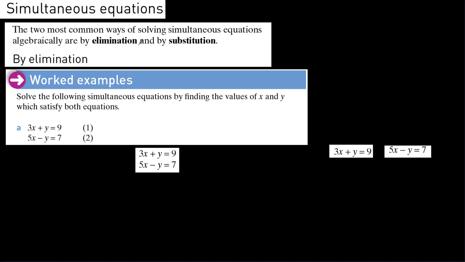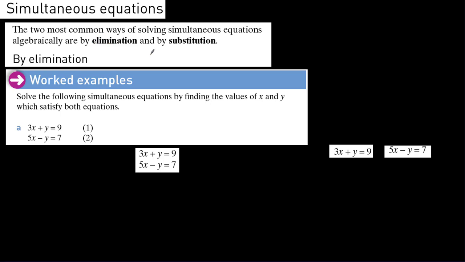This is lesson 13. First, let me explain what simultaneous equations are. Here there are two equations. There are two variables, x and y, and we are going to find the solutions. We are going to find the x and y values that satisfy both equations. This type of equation is called simultaneous equations.